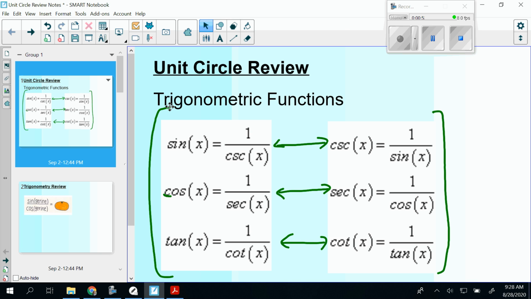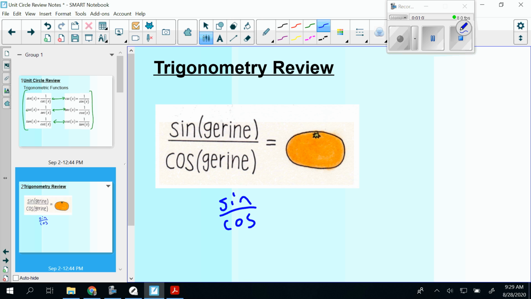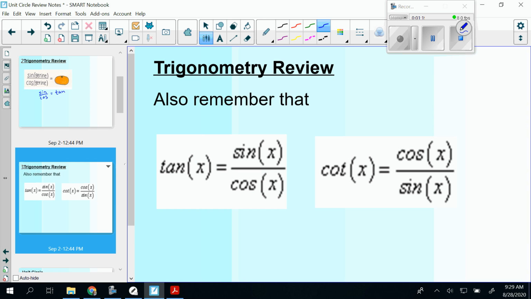Some other trig properties to remember that we looked at. We got our little joke here, the sine of tangerine over the cosine of tangerine equals tangerine, because sine over cosine is equal to the tangent function. So that is a common trig identity that you should know. Some other ones that come up a bunch: the one we just talked about, sine over cosine is tangent. That would also mean that because cotangent is the reciprocal of tangent, cotangent would be cosine over sine.